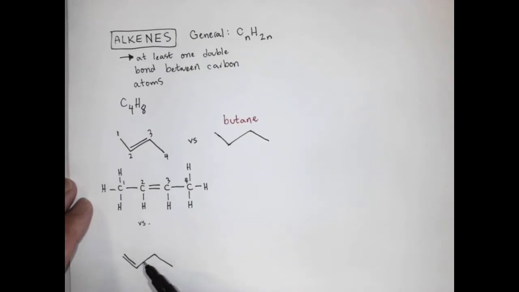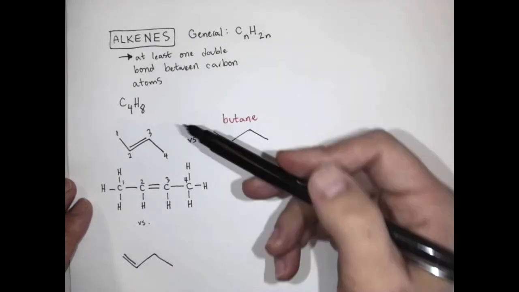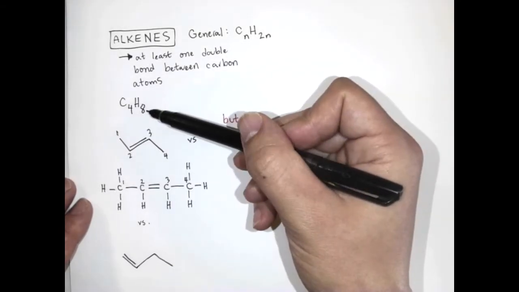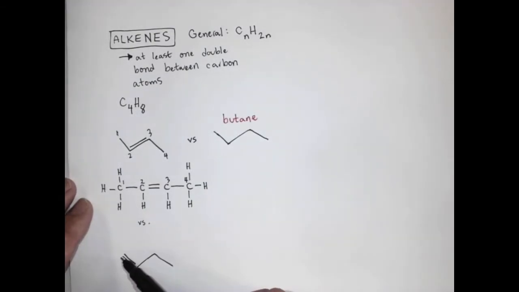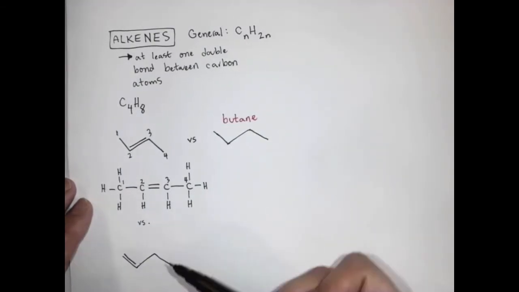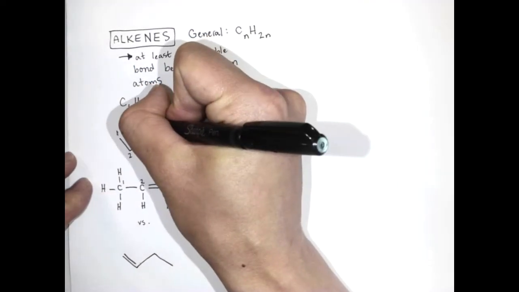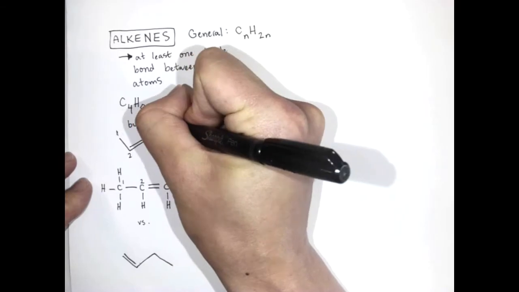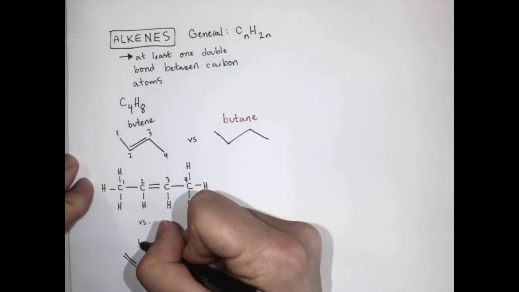In this molecule, the double bond starts at carbon 1 and ends at carbon 2. It has the same molecular formula, but it looks a little bit different. And if you look at this one, it still has 4 carbons. So if I just label this as butene, well, this would also be called butene, and that's not good.